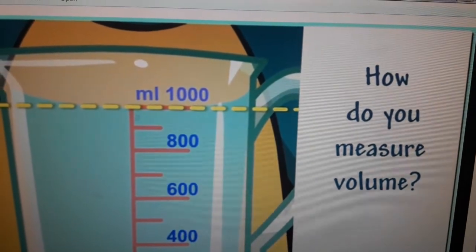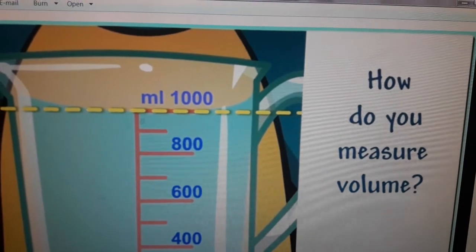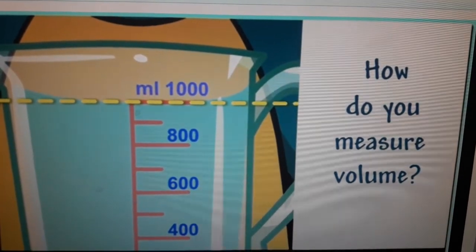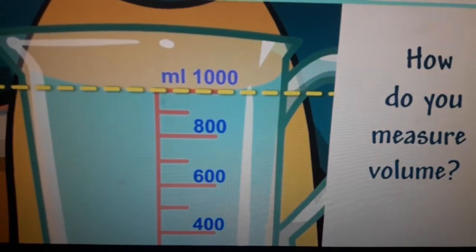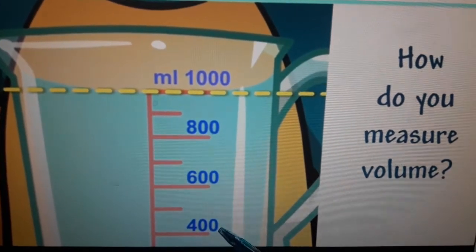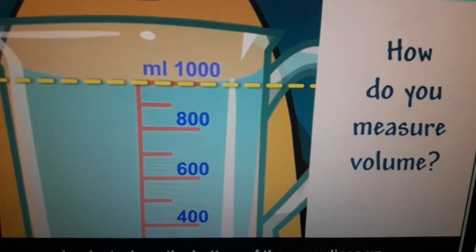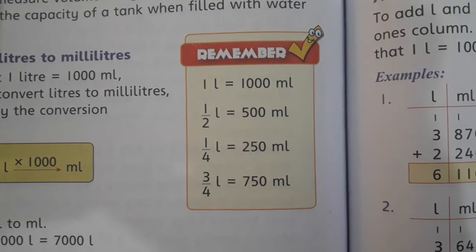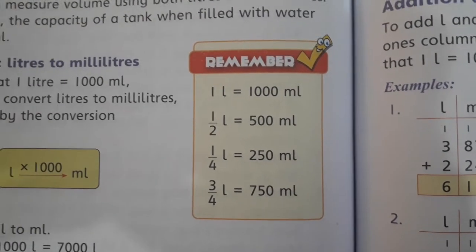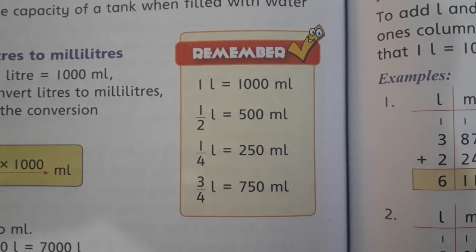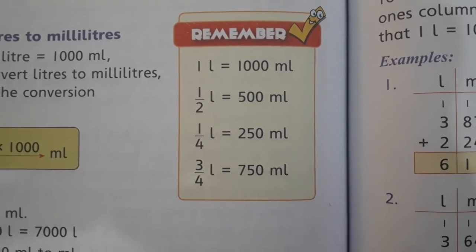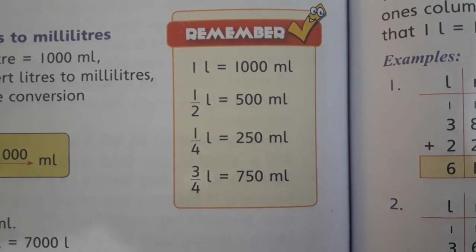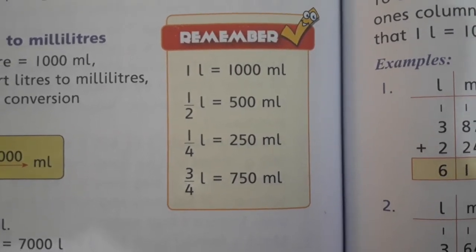Students, how do you measure volume? Look at where the bottom of the curve lines up with the numbers on the measuring cup. You can see here. Students, these numbers show the volume. Remember these important points: 1 liter is equal to 1000 milliliters, 1 by 2 liter is equal to 500 milliliters, 1 by 4 liter is equal to 250 milliliters, and 3 by 4 liter is equal to 750 milliliters.